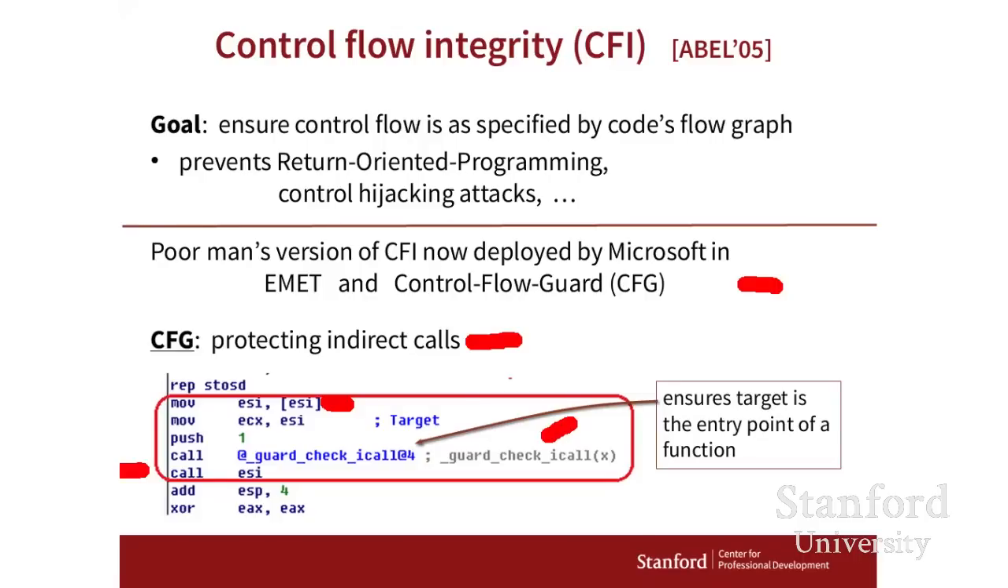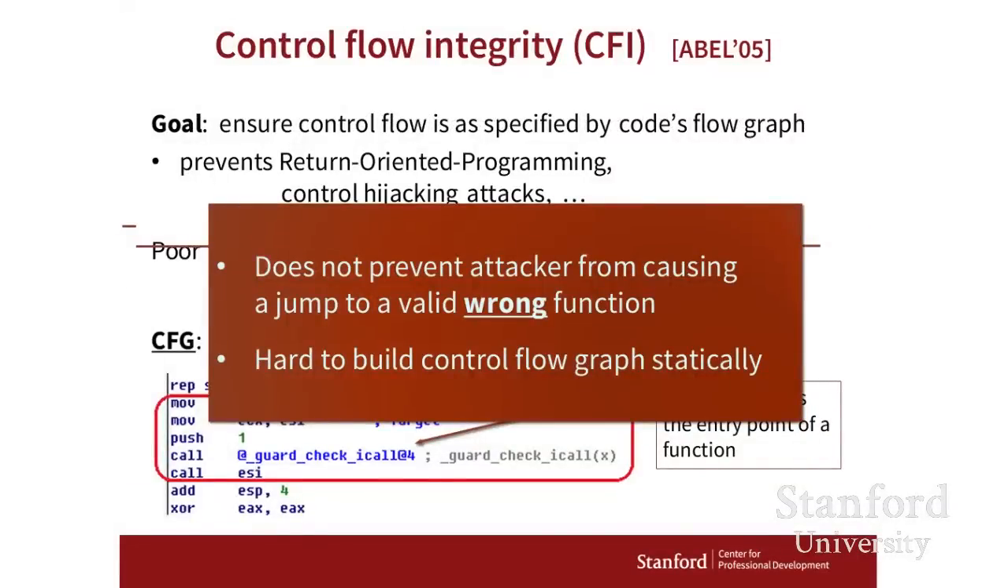However, it's not perfect. The reason it's not perfect is, first of all, it's checking that the attacker is calling some function, but it's not checking that the attacker is calling the correct function. So the attacker can still jump to the wrong function, and in some cases that still lets the attacker take control of the code, and that's not prevented by control flow guard. So again, control flow guard is a wonderful idea, but you can pretty much see how to get around it by causing the code to jump into the wrong function that's an actual valid function in the program.